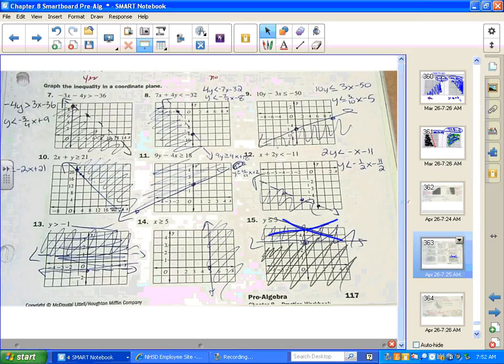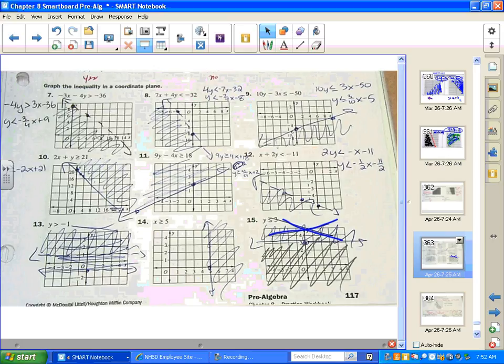Annalise. No, number 13 is a horizontal line. You go on the y-axis at -1, and the line goes across. Doug? Let me finish going over the answers.